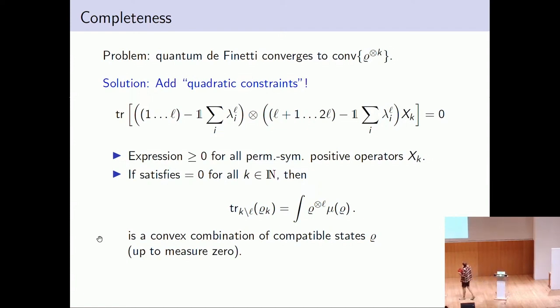So here's the type of quadratic constraint. This is a spectral constraint, where you want this cycle to evaluate to lambda_i tensor to the power of L, this power sum. The way you can act these quadratic constraints is to take them twice. You take this one and this one on the second set of sub-indices, and you let it act on x to the k, our variable. And now this is kind of funny. This is a quadratic expression, so it's non-negative for all permutation symmetric operators x_k.